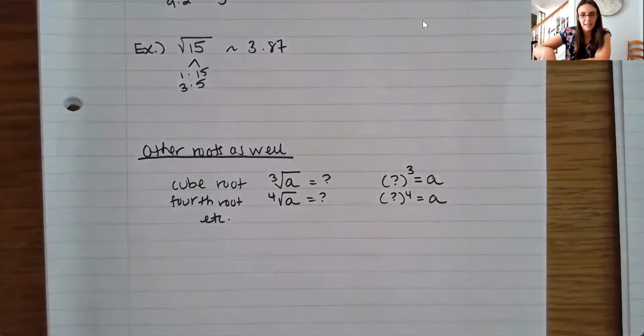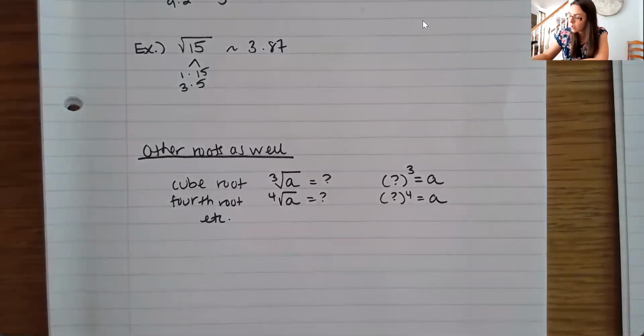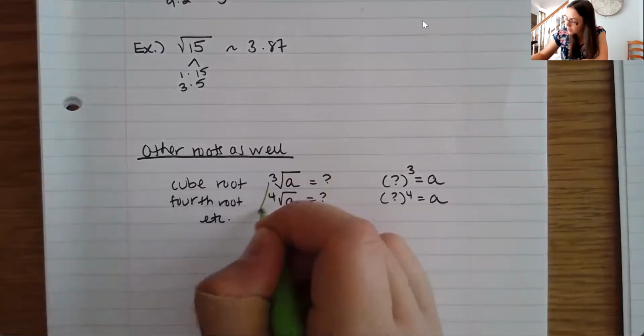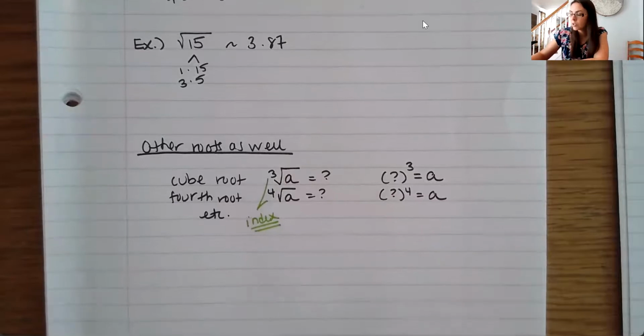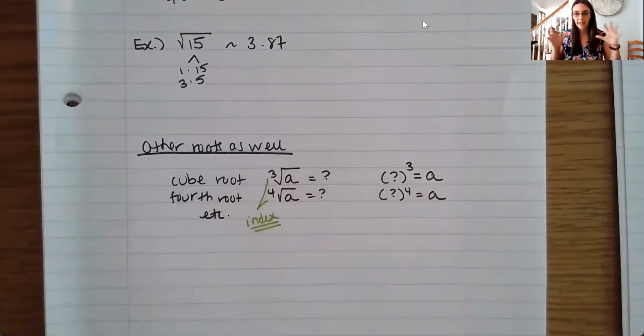So I'm not going to go again into a ton of detail here because you're going to see this later in more advanced classes as well. But this little 3 or 4 here is actually called the index of that root. And if it's a square root, we don't write it in. Like I showed you previously, if there's a little 2 there, that's fine, but we typically don't write it in because square roots are the most common.